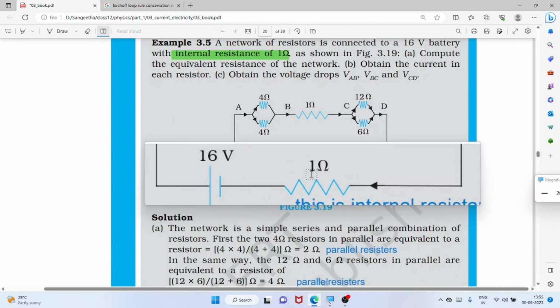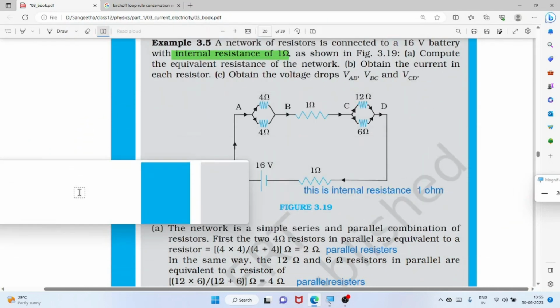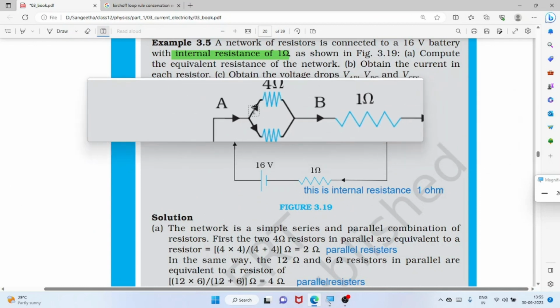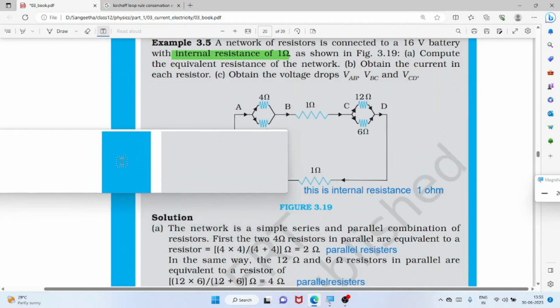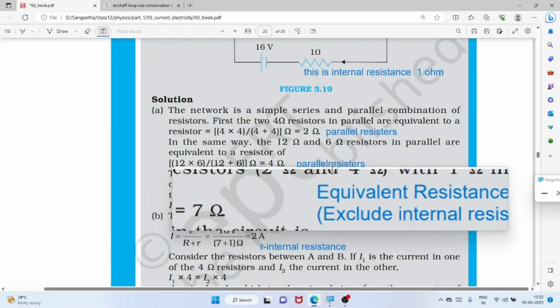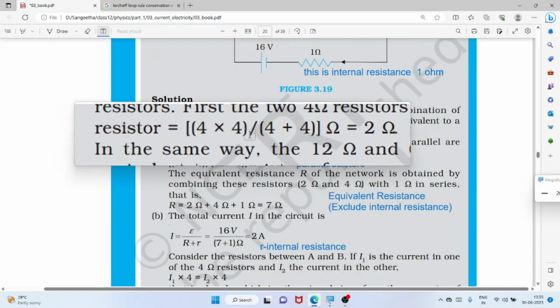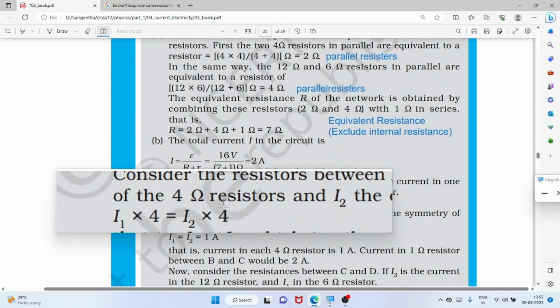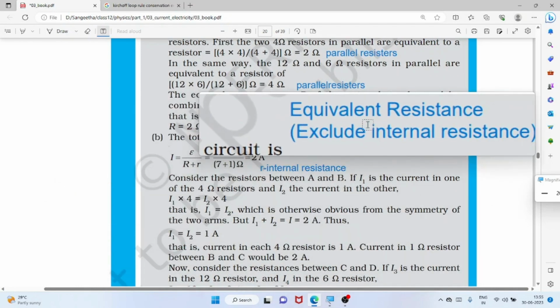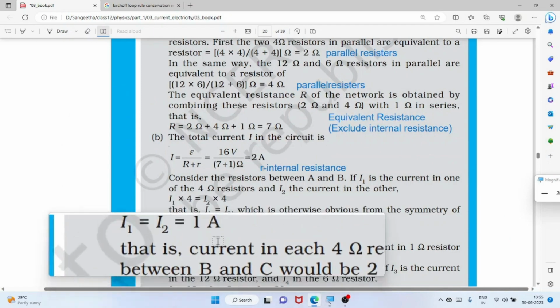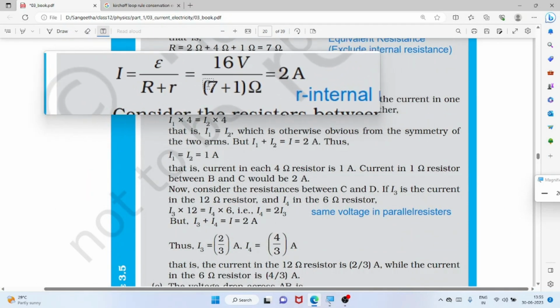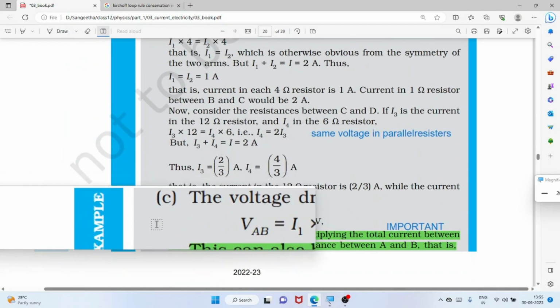So this is the internal resistance, this one. Now these two are in parallel and these two are in parallel. After that, all three will be in series. So they are finding the equivalent resistance for the first parallel combination, and this is for the second parallel combination. Then they are adding, without including the internal resistance. Now they are including the internal resistance, 1 ohm, while finding the current.